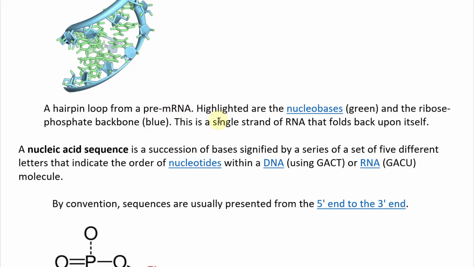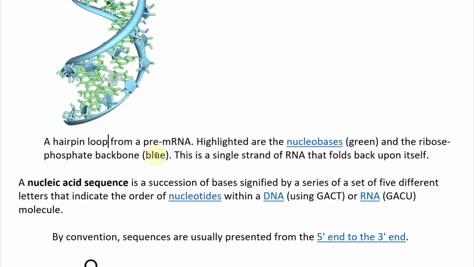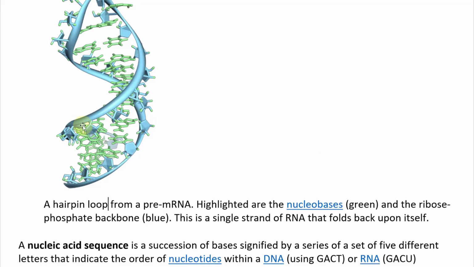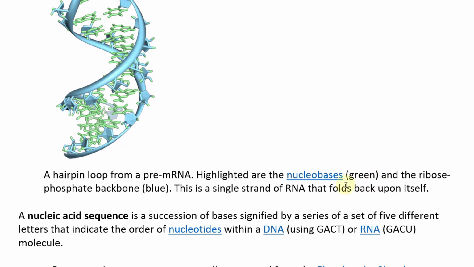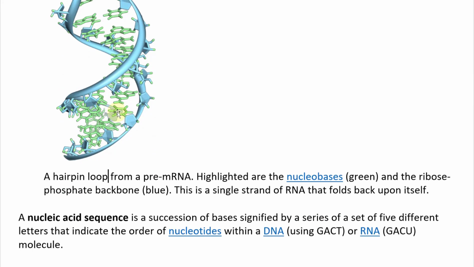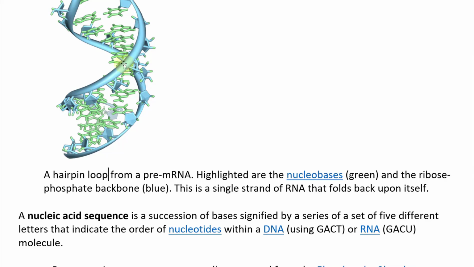From a pre-mRNA, or before messenger RNA. So it's a type of RNA, we'll get to this later in the video. Highlighted are the nucleobases in green. The nucleobases fold onto themselves and connect with hydrogen bonds. And the ribophosphate backbone is in blue. There's the 5-carbon sugar, and then there's the phosphate, all connected, forming the backbone in blue. This is a single strand of RNA that folds back onto itself.